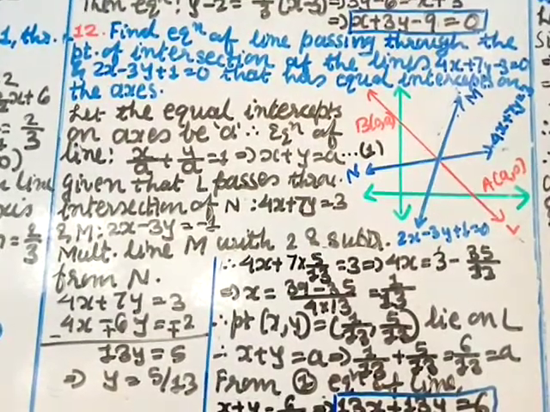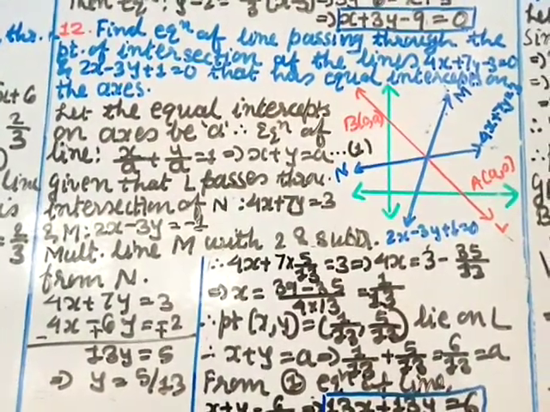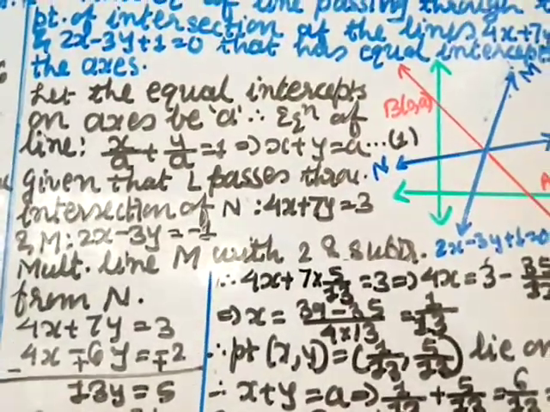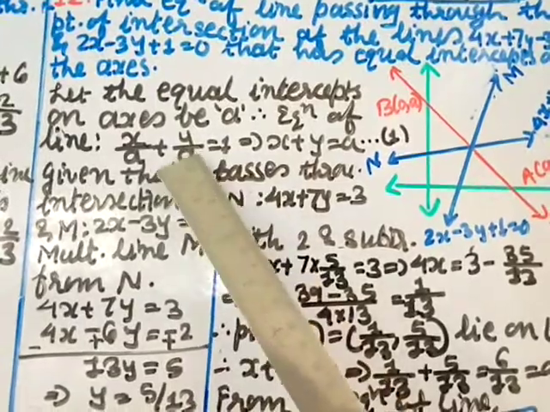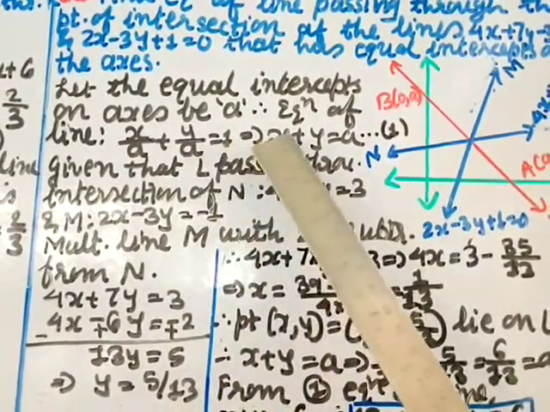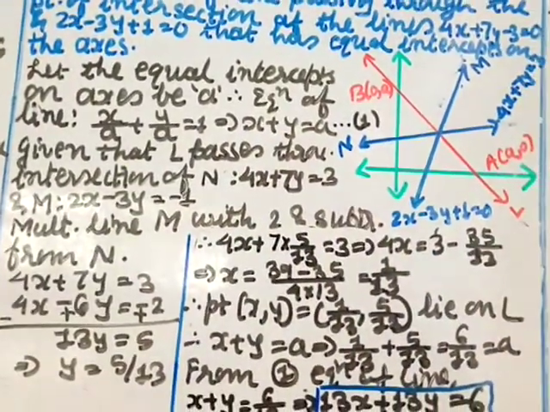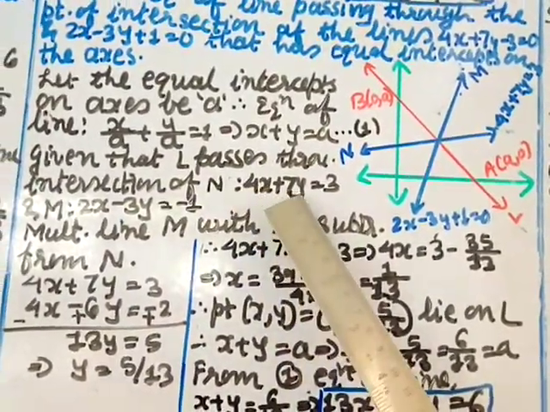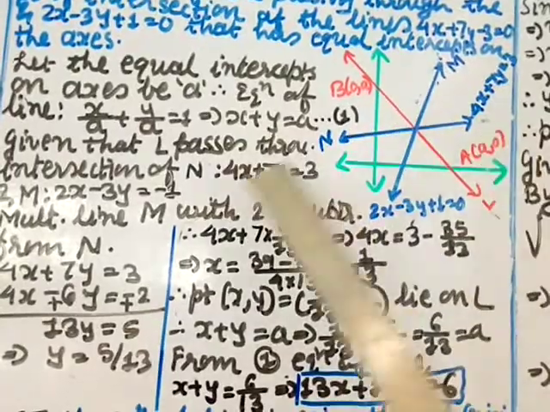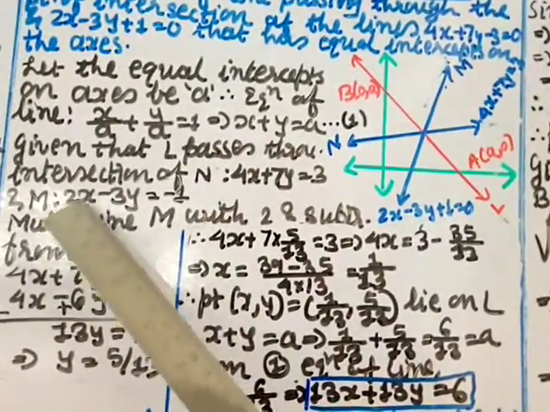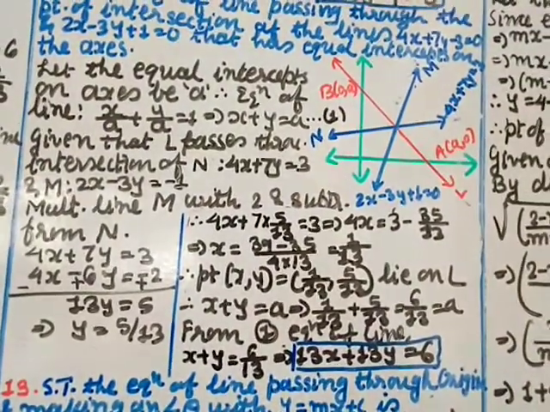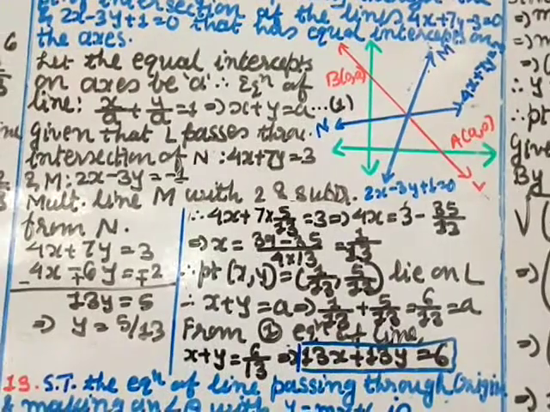Therefore, equation of line with the intercepts A and B is x by A plus y by B equal to 1. Here both are the same, so you take x by A plus y by A equal to 1. A transfer here, so x plus y is equal to A, call it equation 1. Given that L passes through the intersection of N, 4x plus 7y equal to 3, and M, this one, 2x minus 3y equal to minus 1. We have to solve these two equations of lines, so that we get the intersection point. We have to solve for x and y value.